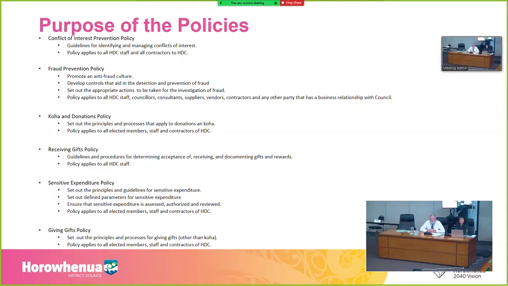Once again, this policy applies to all HDC staff, councillors, consultants, suppliers, vendors, contractors, and basically any other party that has a business relationship with council.